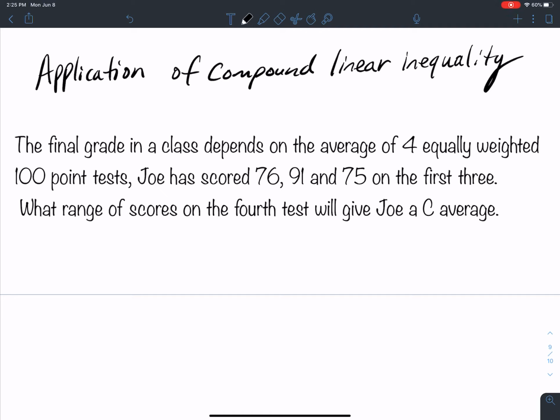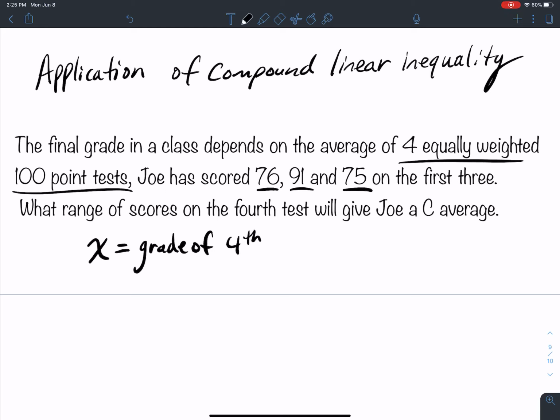So this is how you would solve the problem, the question. What grades do I need to make, between what two values, gets me a passing grade, right? So the final grade in a class depends on the average of 4 equally weighted 100-point tests, okay? So far, Joe has taken 3 tests, and he's thinking, all right, what do I got to make on this 4th test to pass? So what I'm going to do is have x equal the grade of the 4th test. Since we don't know what it is yet, we call it x.